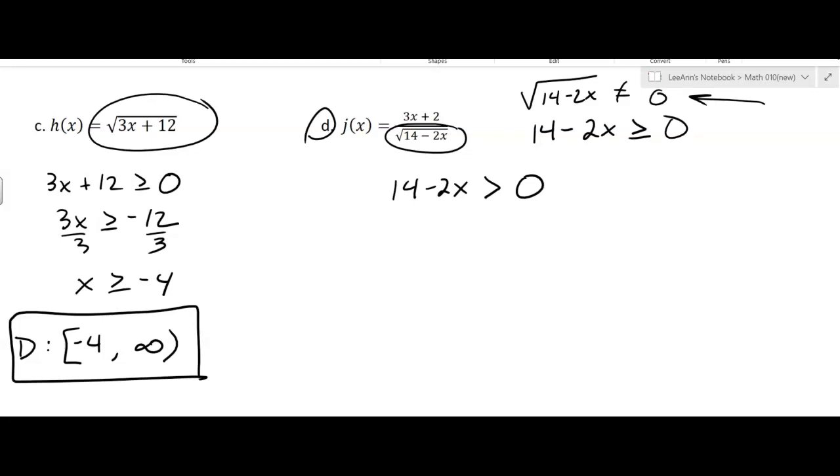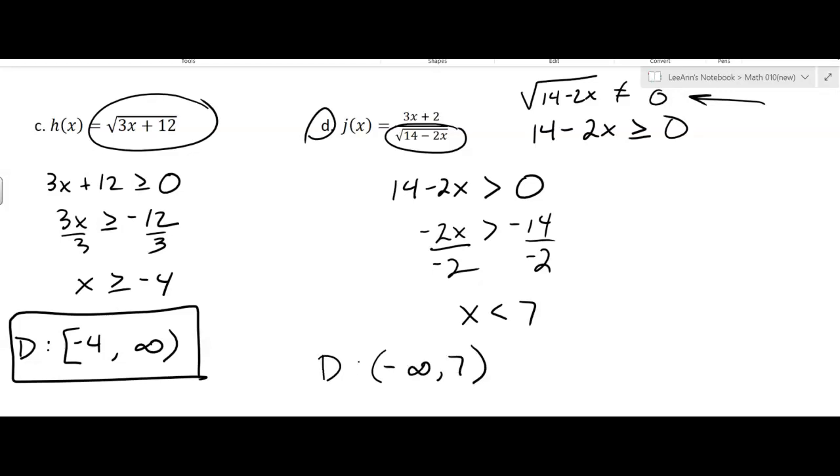All right, this is an inequality. We can solve that. Subtract the 14. x is less than 7. Okay, so x is less than 7. And that would be the domain. The domain is -infinity to 7.